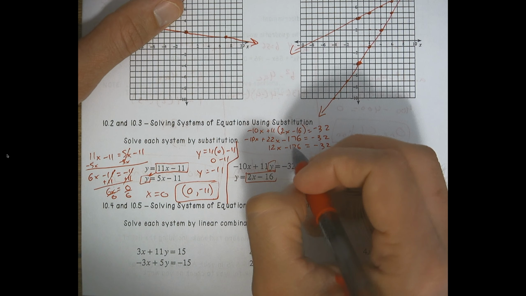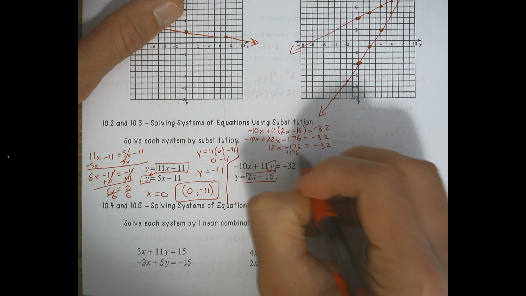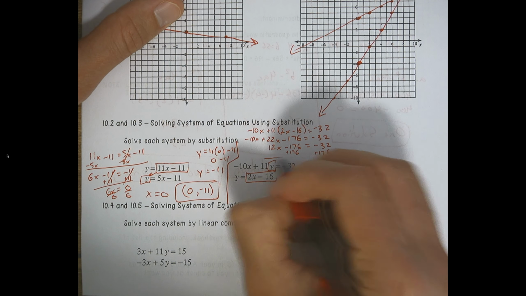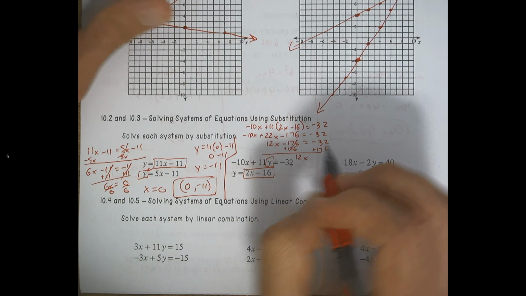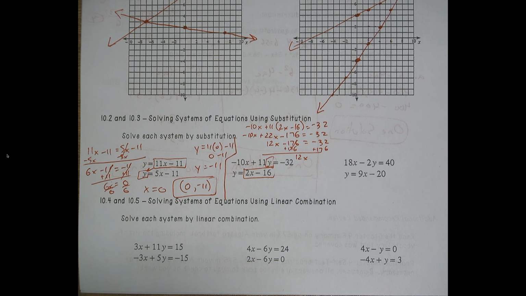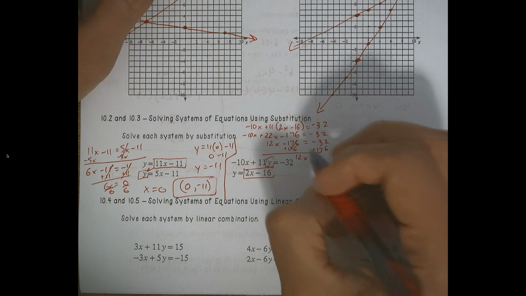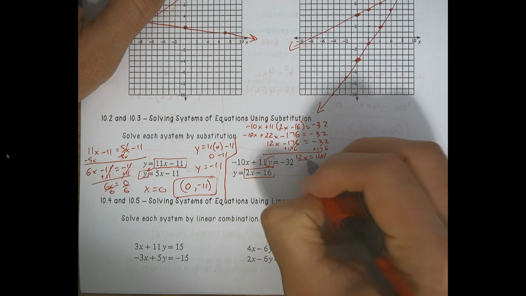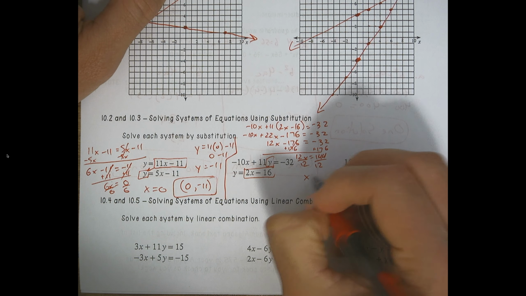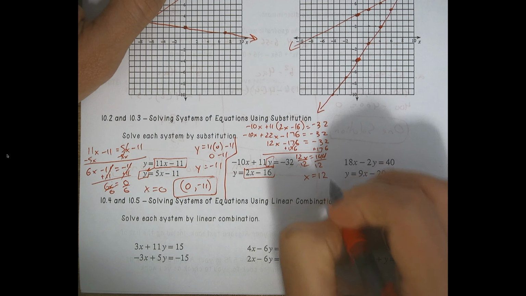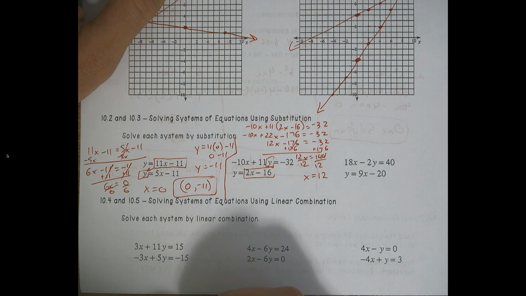Now I want to start isolating x, so I'm going to add 176 to both sides. So negative 32 plus 176 is going to be 144. And when I divide that by 12, I know 12 times 12 is 144, so x is 12. That means I need to go find y now.